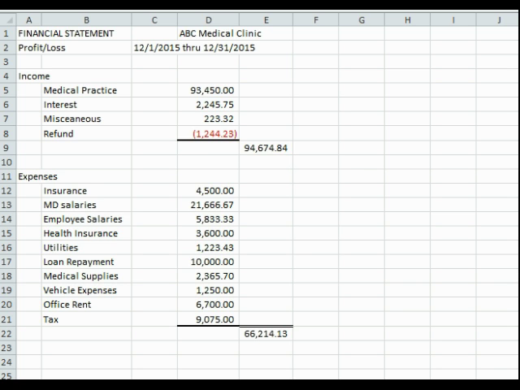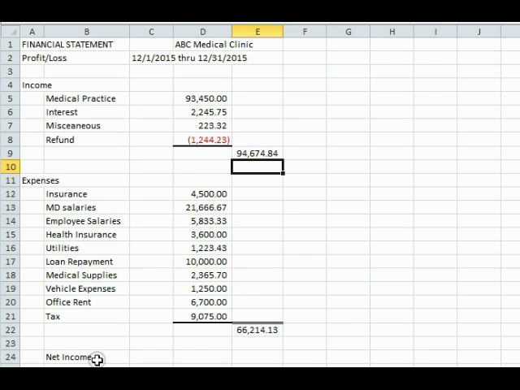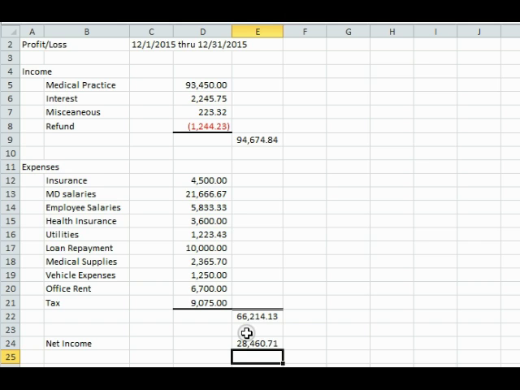Notice the expenses: insurance, MD salaries, employee salaries, and so forth. So the net income is equal to the $94,000 minus the $66,000. So the net income to the clinic is $28,000 for that period. Of course, this is a quick summary of financial statements. Obviously, in any real business, there are considerably more sources of income and more sources of expense. This is just an example.